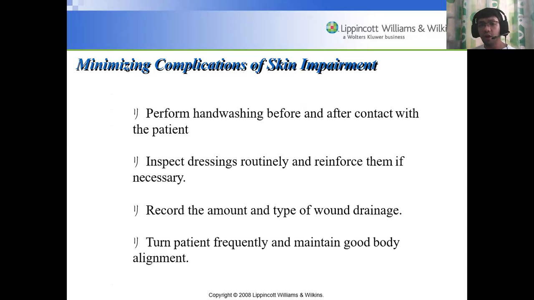Minimizing complications of skin impairment. Before and after we render care to our patient, most especially if we are going to use our hands on the patient, we need to perform hand washing. Inspect the dressings routinely and reinforce them if necessary. Every now and then, it is our job to inspect the dressing and change it as needed. Record the amount and type of wound drainage as well, and turn the patient frequently and maintain good body alignment, most especially if the patient will be at the hospital for a long time.